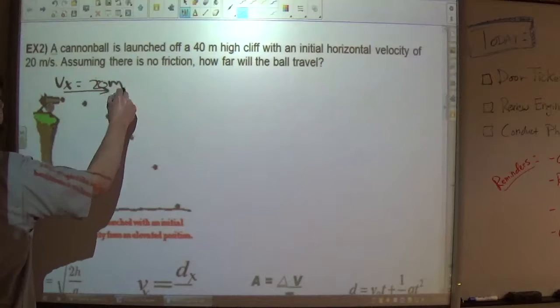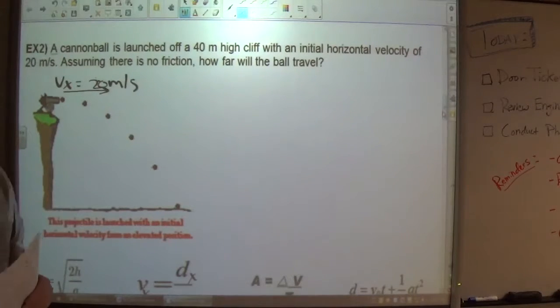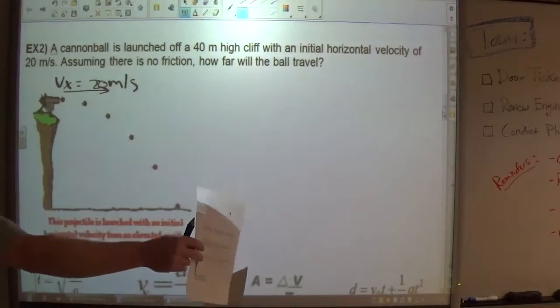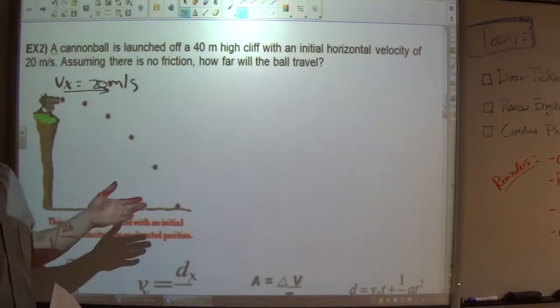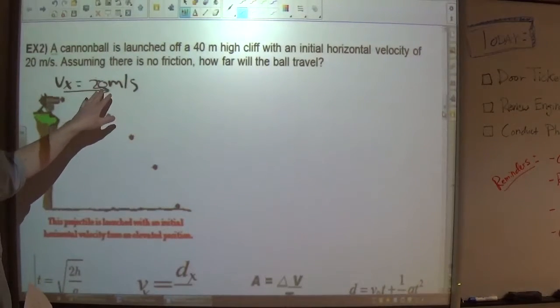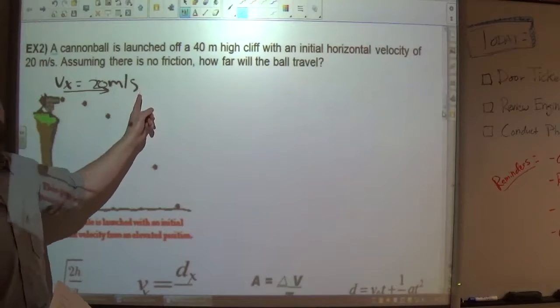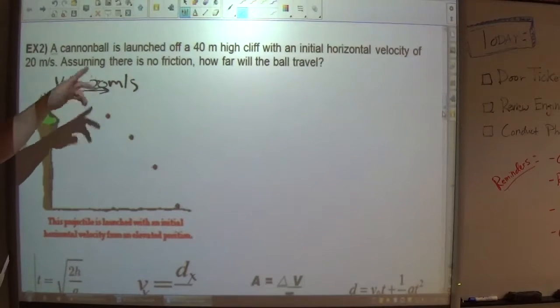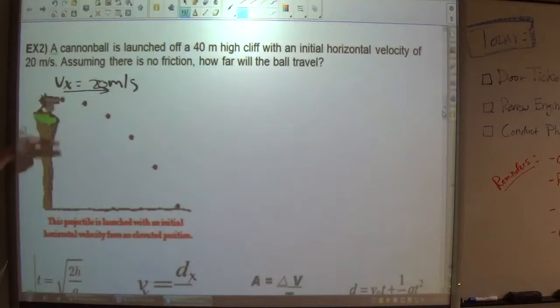Now, if this was a one-dimensional motion problem, if we knew how fast the object was going horizontally and we wanted to figure out the distance, we could just take distance as velocity multiplied by time. If it travels 20 meters every second, after 1 second it would go 20, after 2 seconds it would go 40, 3 seconds would be 60, and so forth. But based on the information they gave us, we do not directly know how long it's going to take to hit the ground. However, it can be calculated.